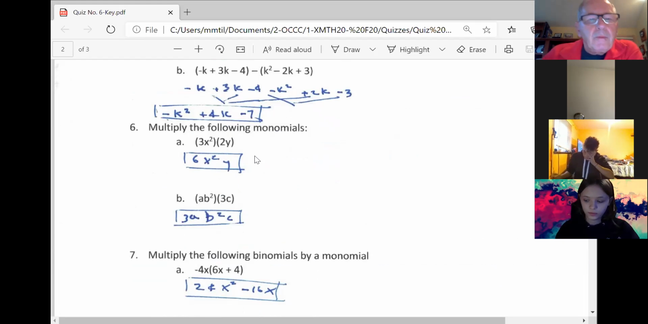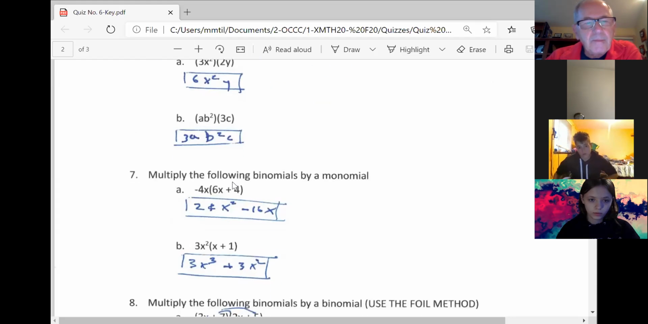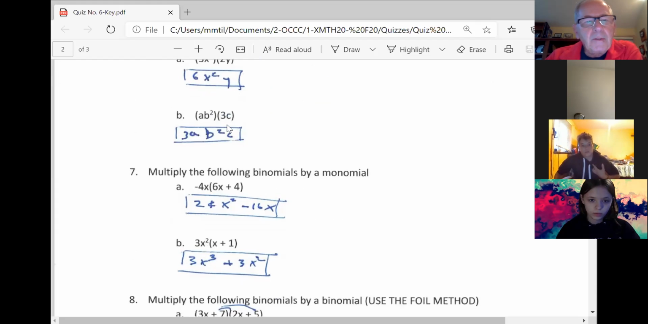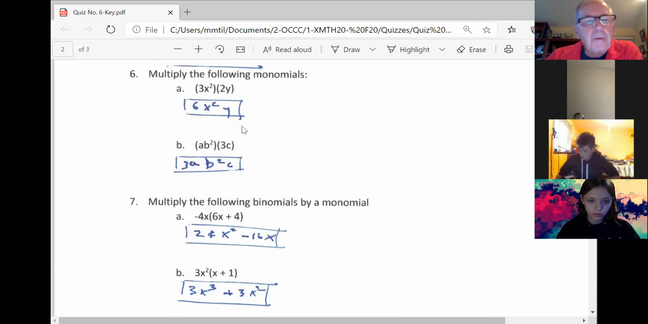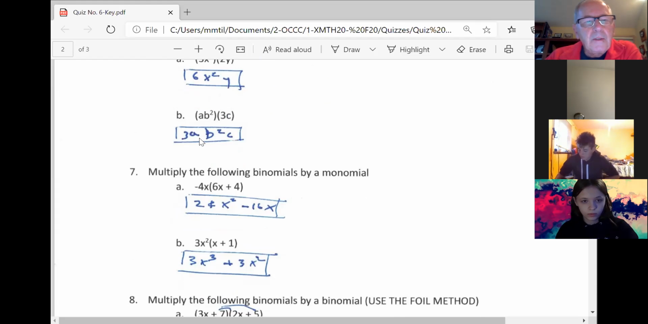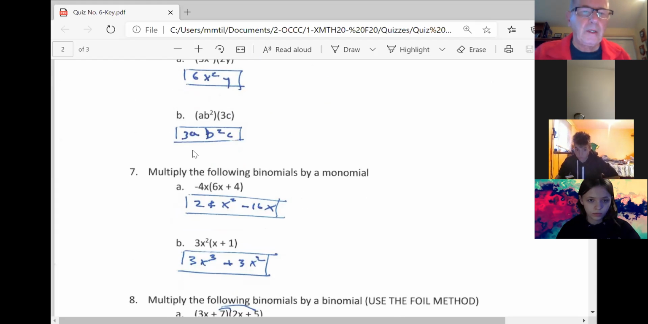Okay, multiplying the following monomials. So we're multiplying 3x squared times 2y. So when you do that, you just have x squared times y, and then you multiply the constants together. 3 times 2 is 6. Same thing on this one. They're all different terms, so you can put them in any order you want. Any order is fine.